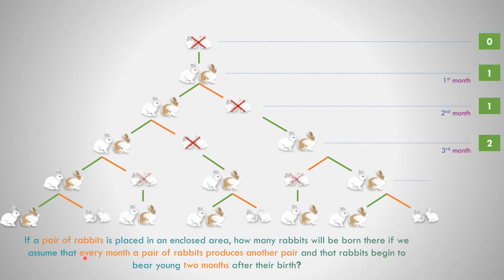to bear young. In the fourth month, three pairs of rabbits are born, and the two pairs are not yet mature to bear young. In the fifth month, five pairs of rabbits are born, and three pairs are not yet mature to bear young. So as you can see, in the Fibonacci sequence, it is always 0, 1, 1, 2, 3, and 5.